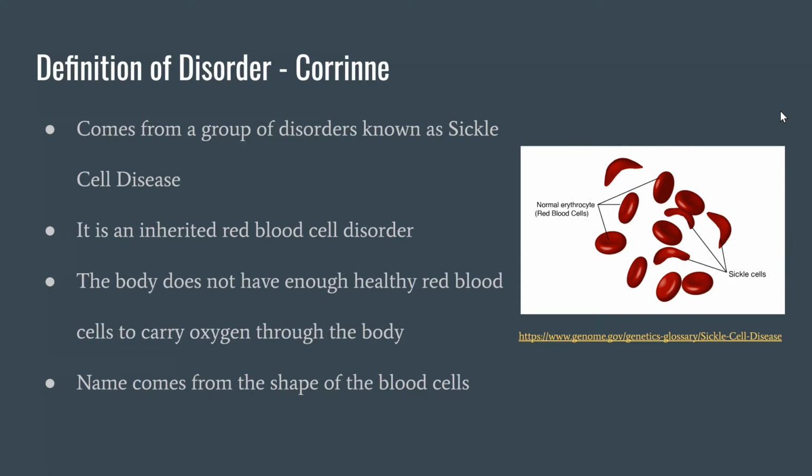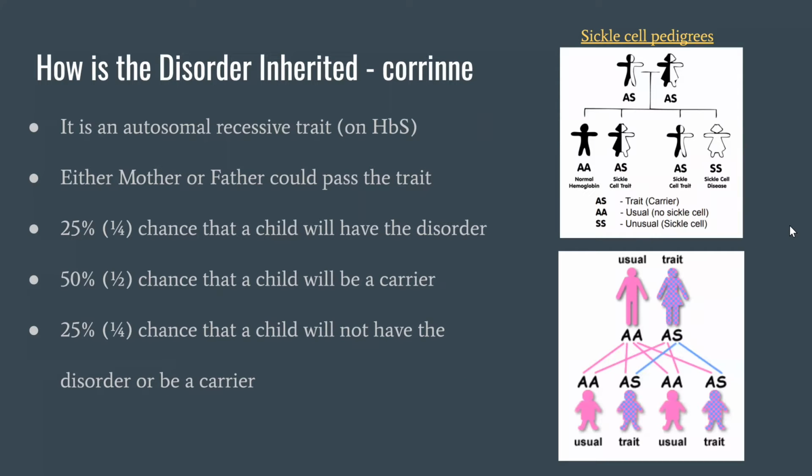This disorder is an autosomal recessive trait on sickle hemoglobin. This means that either mother or father could pass the trait, but in order to have the disease itself, the children need to have both genes of the HBS, which is the sickle hemoglobin.